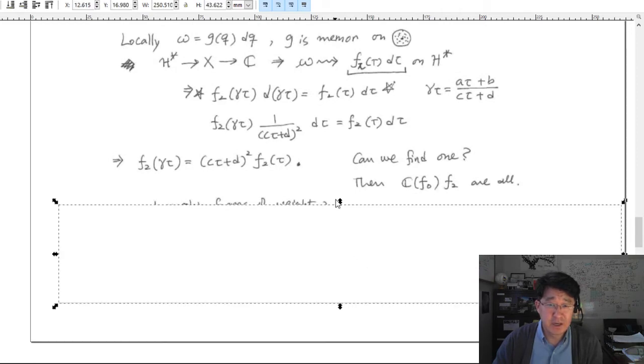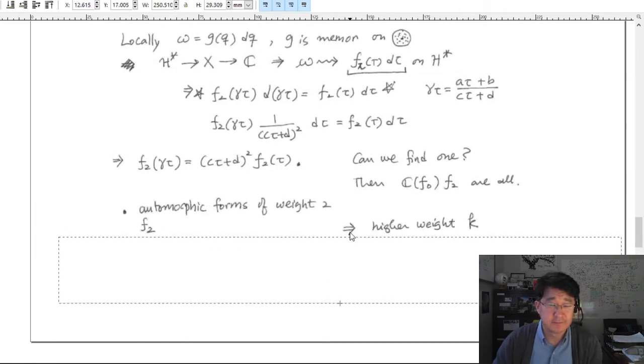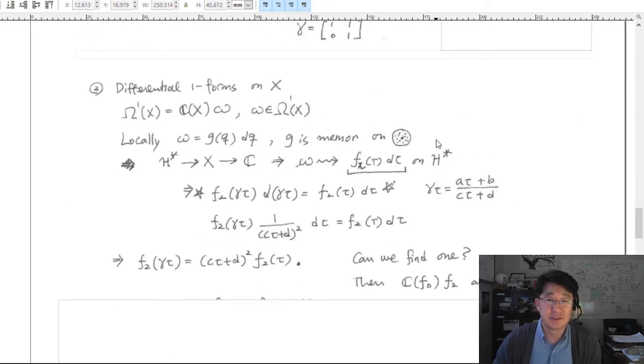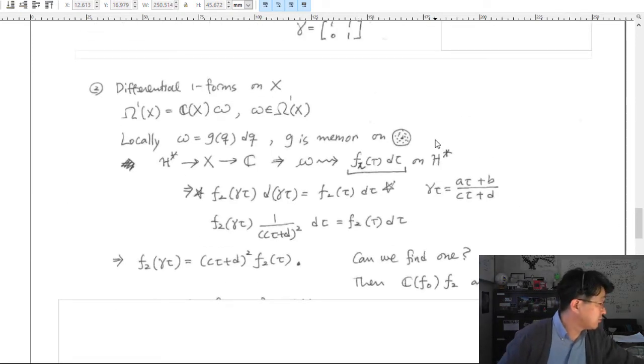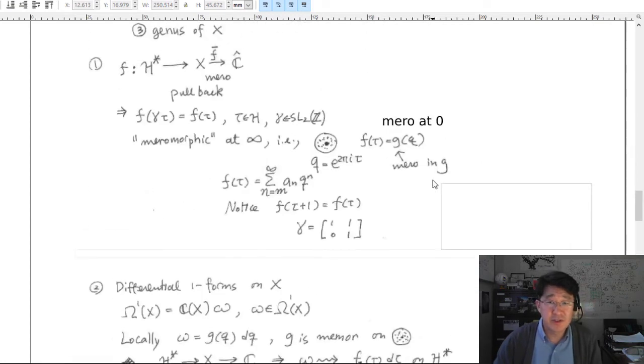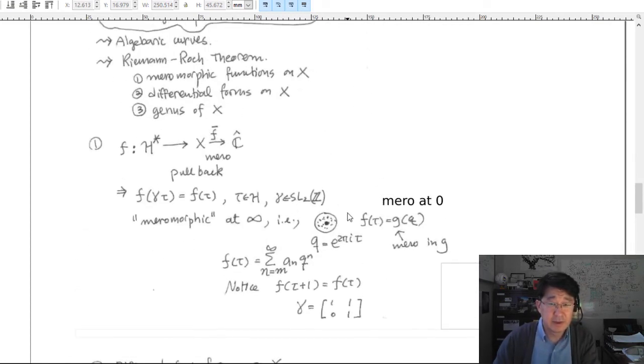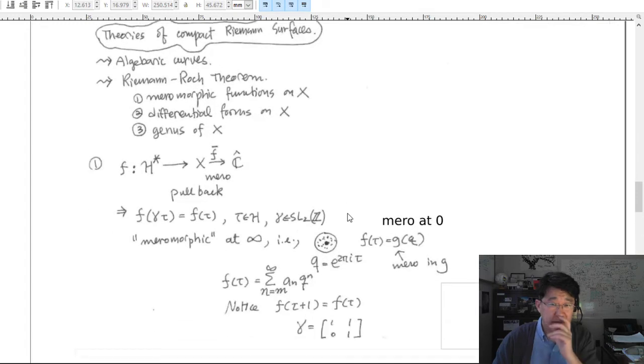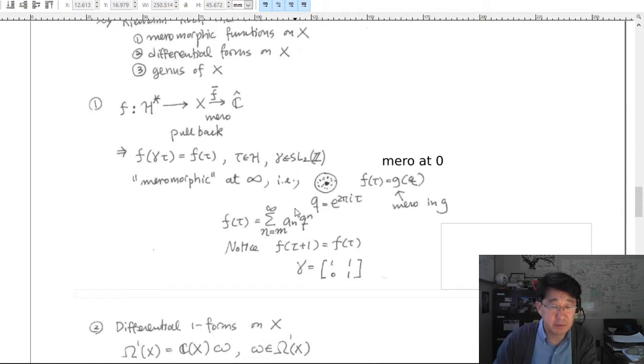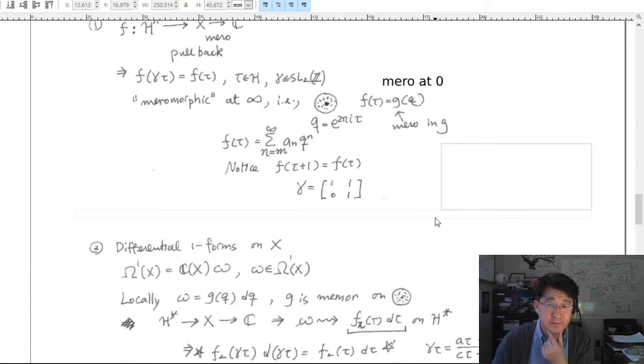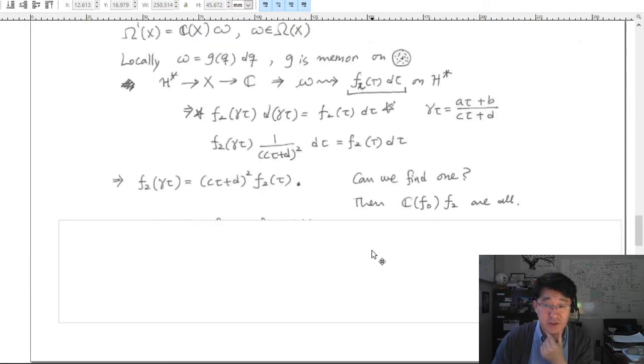And here I'm asking the question, can we find one? I think I completely lost it. It's written somewhere in there. Where is it? The question I'm asking here is, what are those functions? Do we have an example of that function? So there's one example of an automorphic function for this SL2Z action, and that one I call F0. And here I'm asking the question, can we find one example that satisfies this condition?